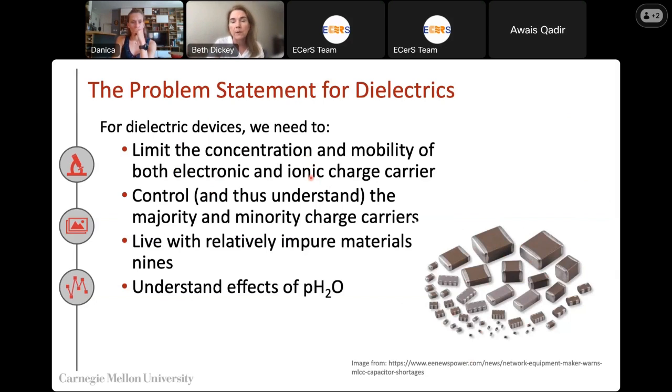And the most important one in perovskites are oxygen vacancies, because even though it may have low electronic conductivity at the beginning of its life after processing, what I've just shown you is in a device application, as those oxygen vacancies can migrate, it can lead to enhanced conductivity. And so we need to control, understand majority and minority charge carriers. And again, we have to live with relatively impure starting materials. I won't have time to talk, but I've already mentioned, we also really need to understand the effect of moisture.